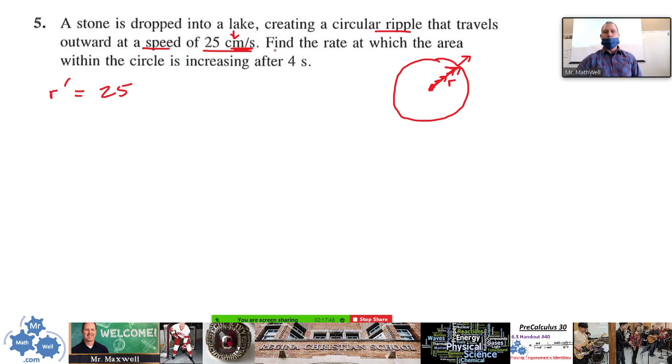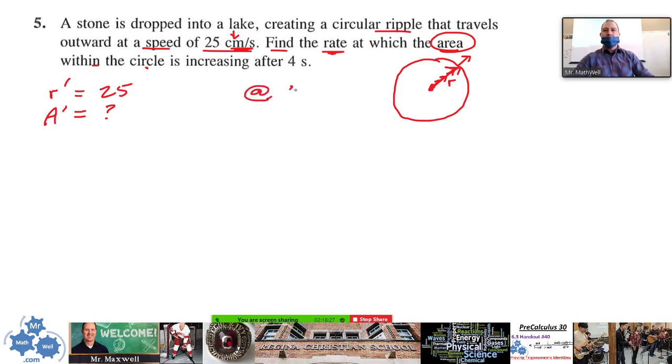So what are we finding? The rate at which the area within the circle is increasing. So A prime is what I'm trying to find. This is a related rates question, so we should be given a rate and have to find a rate. And we're always told at what point in the situation we're supposed to calculate this rate, because it will probably change as time goes on. So we have to take a snapshot in time.